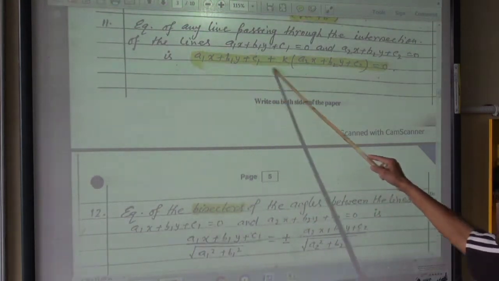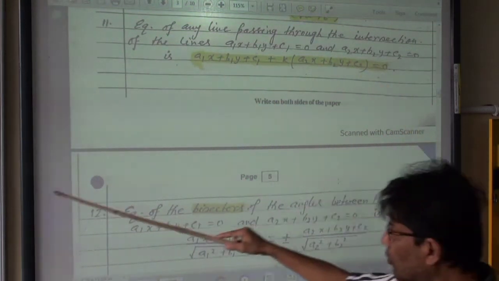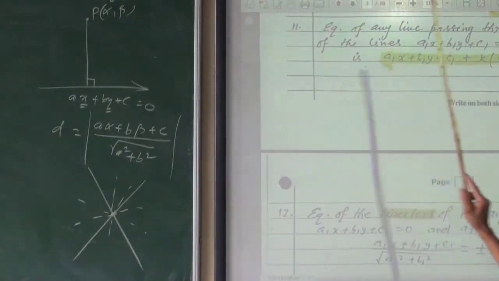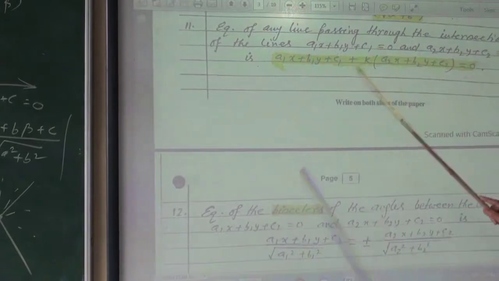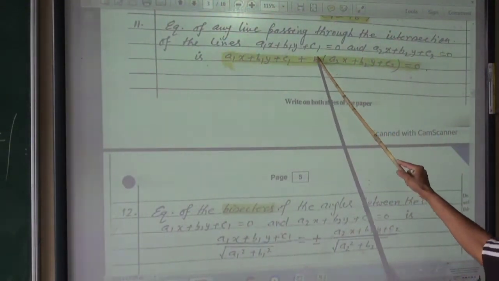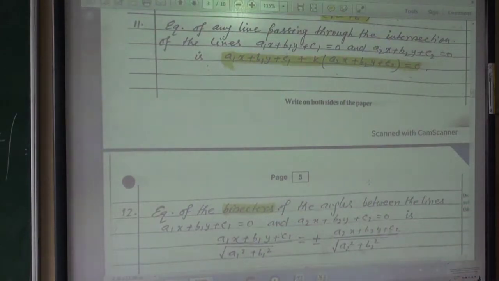This is representing the family of lines. So many lines you can have. But for one particular condition, one particular line you will get. That condition will be given in the question. You get one unique value of k. So one particular straight line you will get in that case.